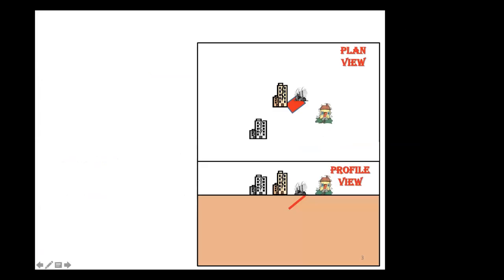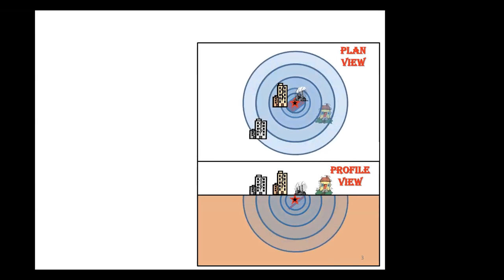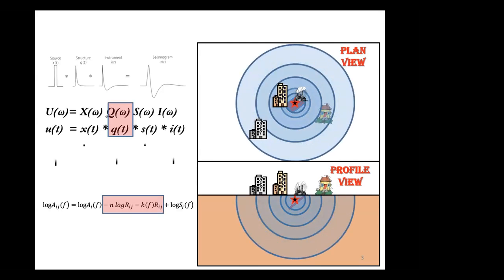So again, we have a fault and we have an earthquake and the waves propagate through the medium and affect our structures, and we can feel it and it triggers the sensors. Just to recall, the ground motion or seismic record recorded by our instrument is, in the time domain, the convolution of source time function, path effect, site effect, and instrument response. And if we go to the frequency domain, then it's simply a multiplication of these.